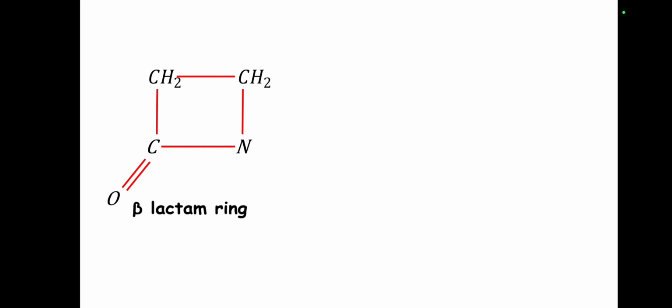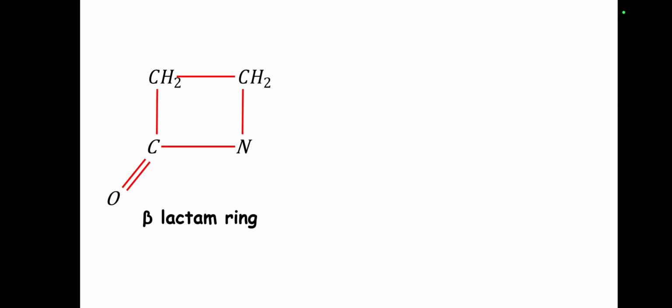In this video, we'll be discussing beta-lactam antibiotics. So, beta-lactam is actually a chemical name. There is a chemical ring which is a beta-lactam ring. It consists of 4 carbon atoms. All the beta-lactam antibiotics have this ring.